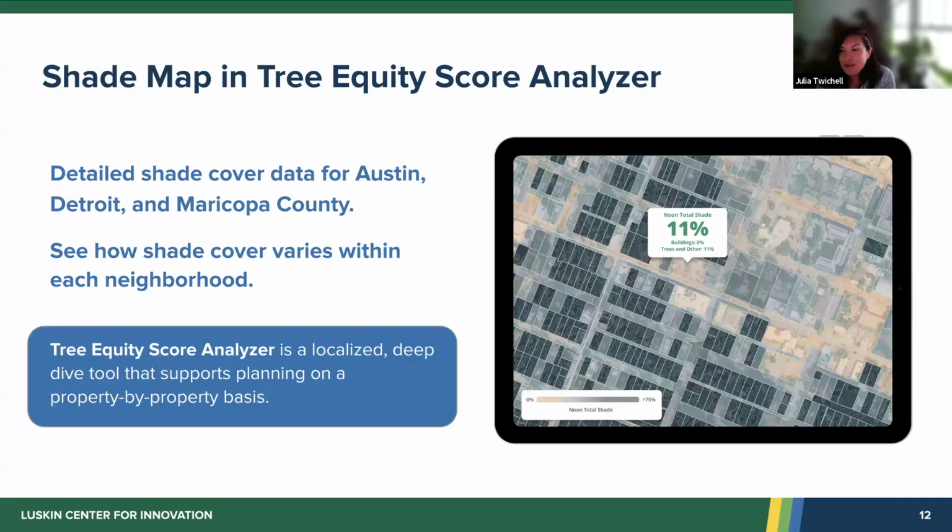I'm about to demo this, but I want to cover both of our tools first. We also have deep dive tools for Tree Equity Score at American Forests. And so for Austin, Detroit, and Maricopa County, Arizona, which is the county that Phoenix, Arizona resides in, we chose these areas to represent a cross-section of different climates and cityscapes in America. For these 3 places, we have even more detailed and granular shade cover available down to the property level. So we're going to take a look at that in just a moment. But property level data is going to help a city refine its shade planning even further by helping you understand how shade cover varies within each neighborhood.